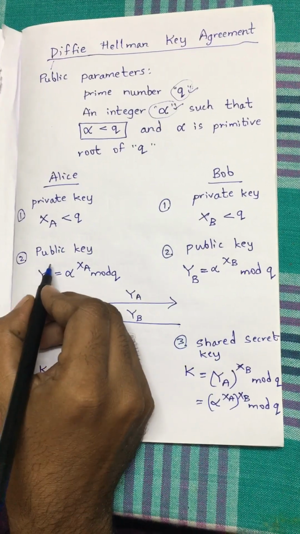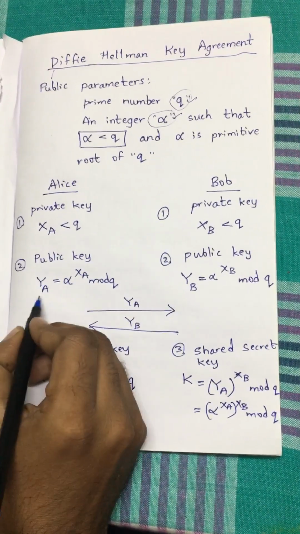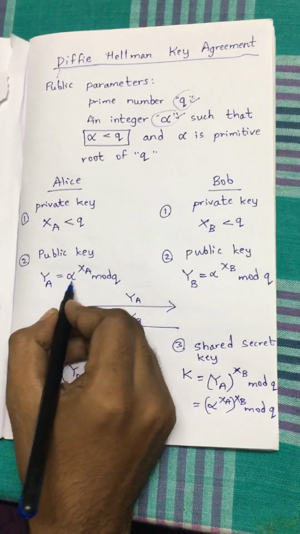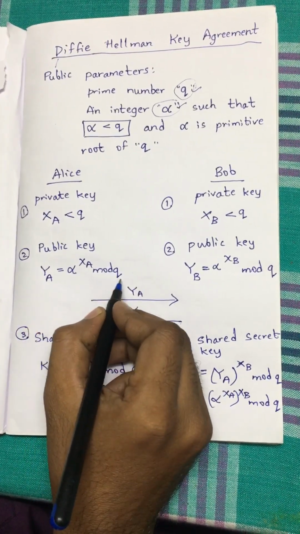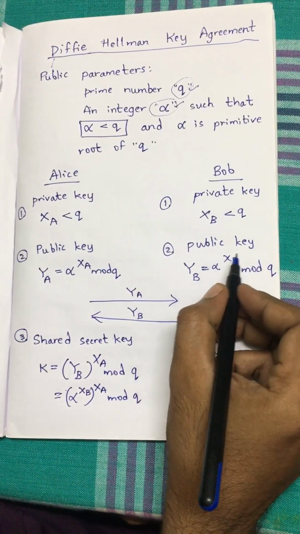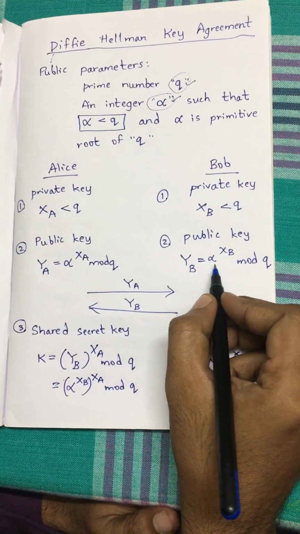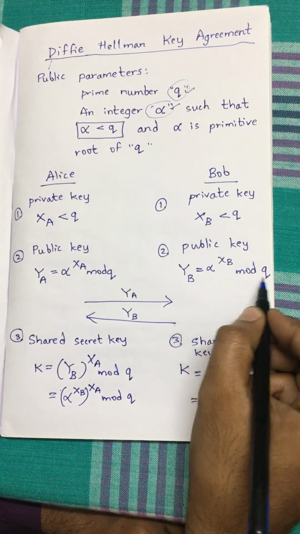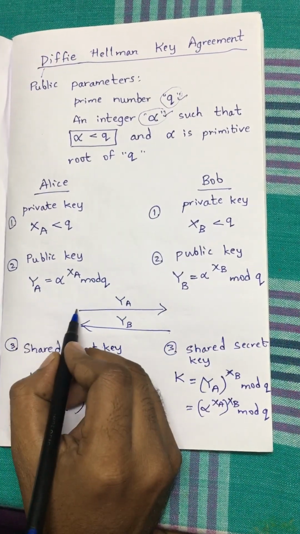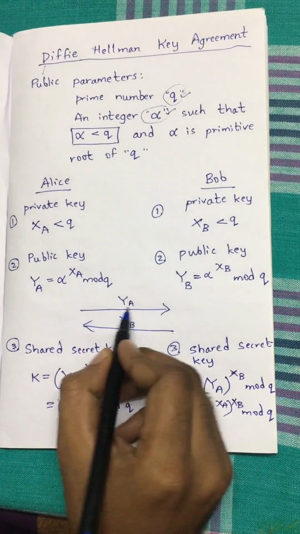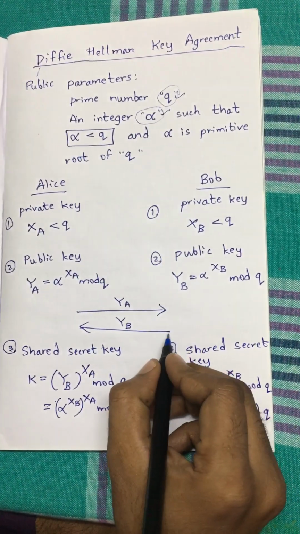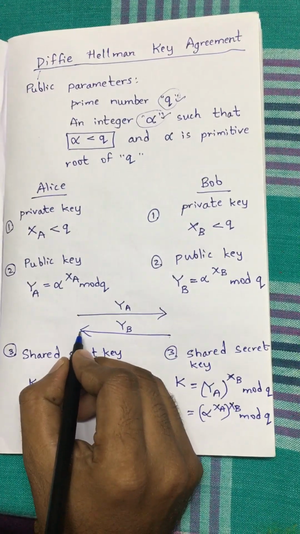Now Alice will compute the public key ya equal to alpha power xa mod q, and Bob will compute the public key yb equal to alpha power xb mod q. Now Alice will send its public key ya to Bob, and Bob will send its public key yb to Alice.